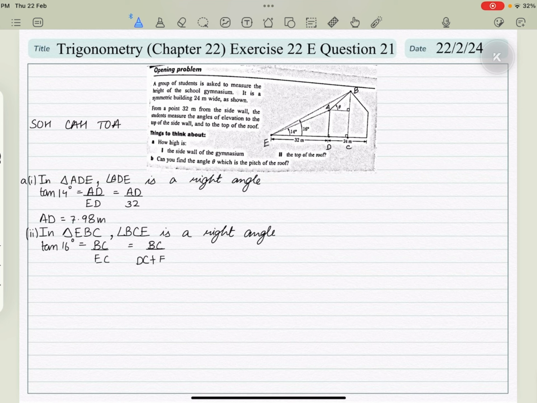Now here we can say that EC is equal to DC plus ED. DC here is 12 meters because it's a symmetrical building, so it divides into two equal parts, 12 and 12. So we're going to say BC upon 12 plus ED, which is 32. That will give us BC upon 44. Then we can calculate BC from here, which is around 12.62 meters.